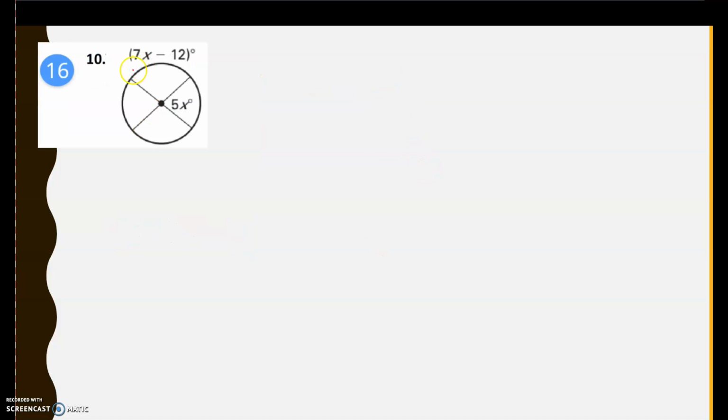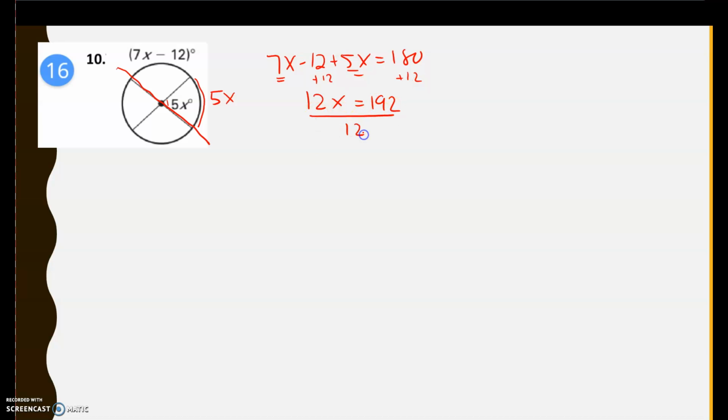Number 16. Again, we have to remember that our central angle is the exact same measurement as the arc that it makes. So those two guys are the exact same. Here I'm going to have this guy be 5x. Well, I know this is a diameter, so these two together have to add to be 180. I'm going to have 7x minus 12 plus 5x together equals 180 degrees. So I'm going to combine 7x and 5x, which is 12x, and I'm going to add 12 to both sides. 12x is equal to 192, dividing by 12, so x is equal to 16.